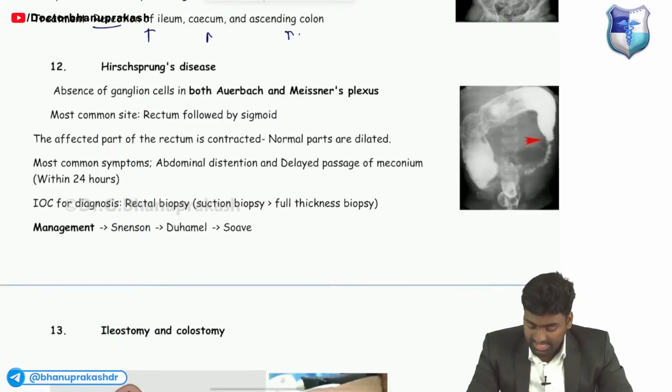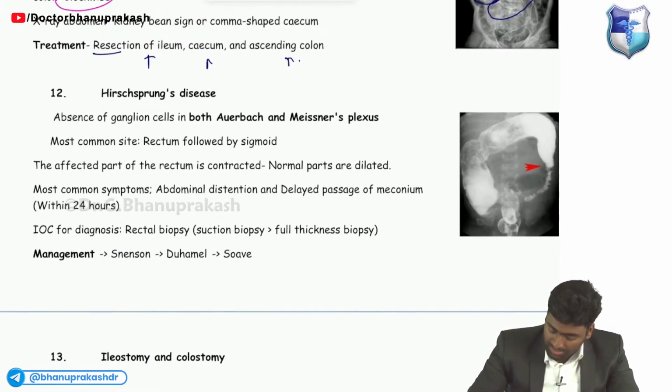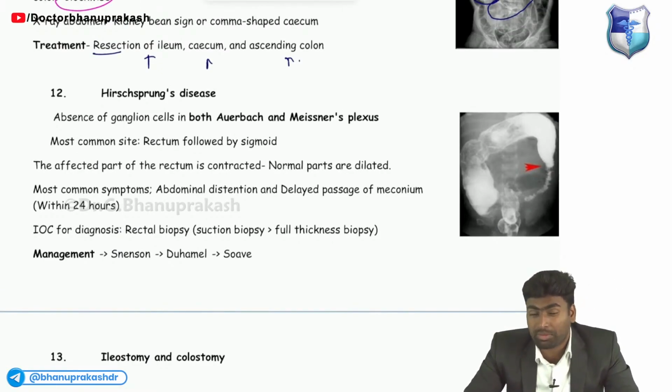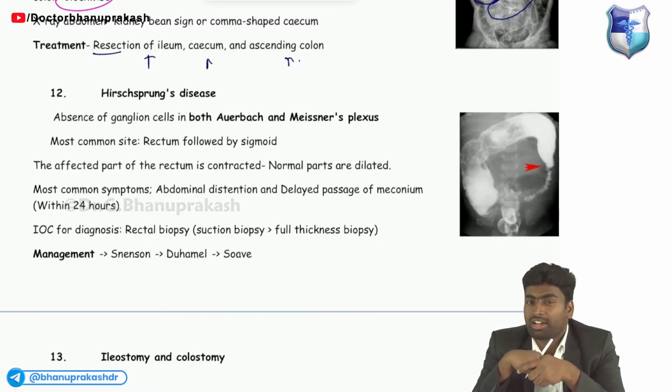Yeah. Next, there is a child who is presenting with complaints of delayed passage of meconium. The mother is bringing the child with features of constipation.